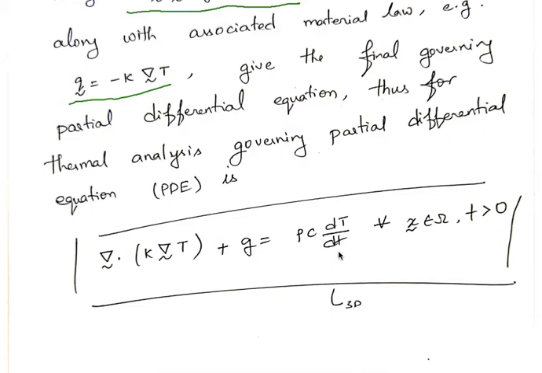Okay, now you can see that in this final governing equation, what is the variable, what is the field variable?